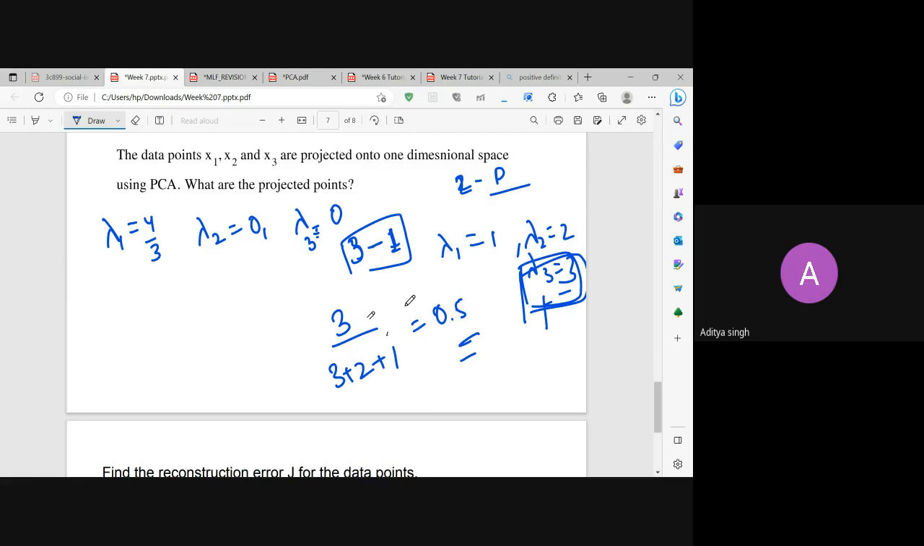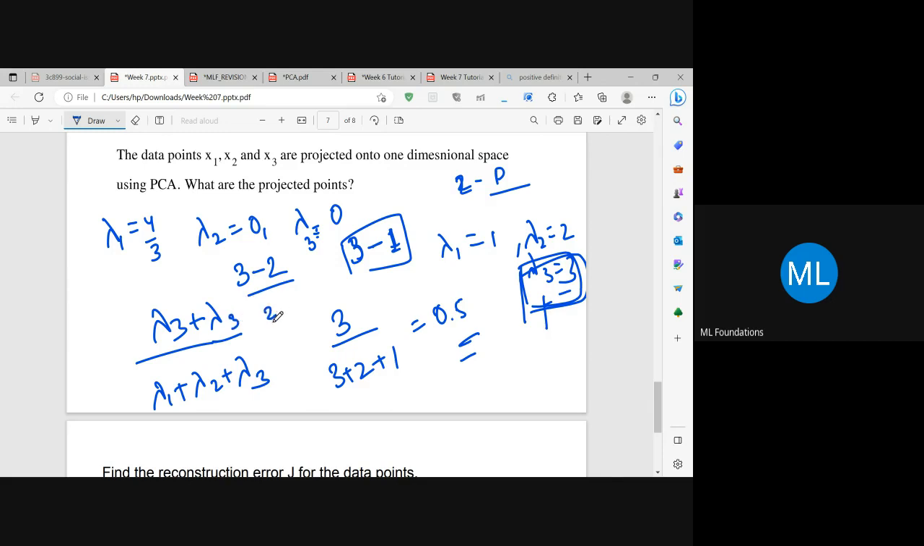In every case? Not in every case, here it is lambda 3 upon lambda 1 plus lambda 2 plus lambda 3. If you have been asked to calculate from 3 to 2 dimension, how much information am I losing? What should be the value? 1 by 6, 5 by 6? That should be 1 upon 6, I guess. Yeah, 1 upon 6 is correct.